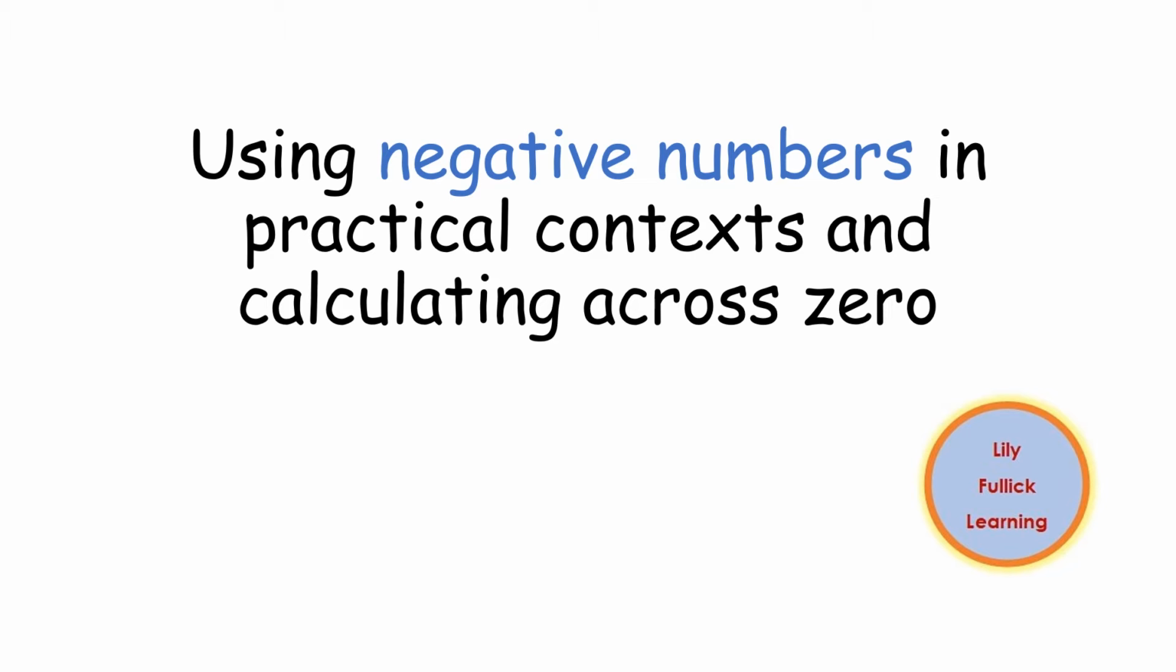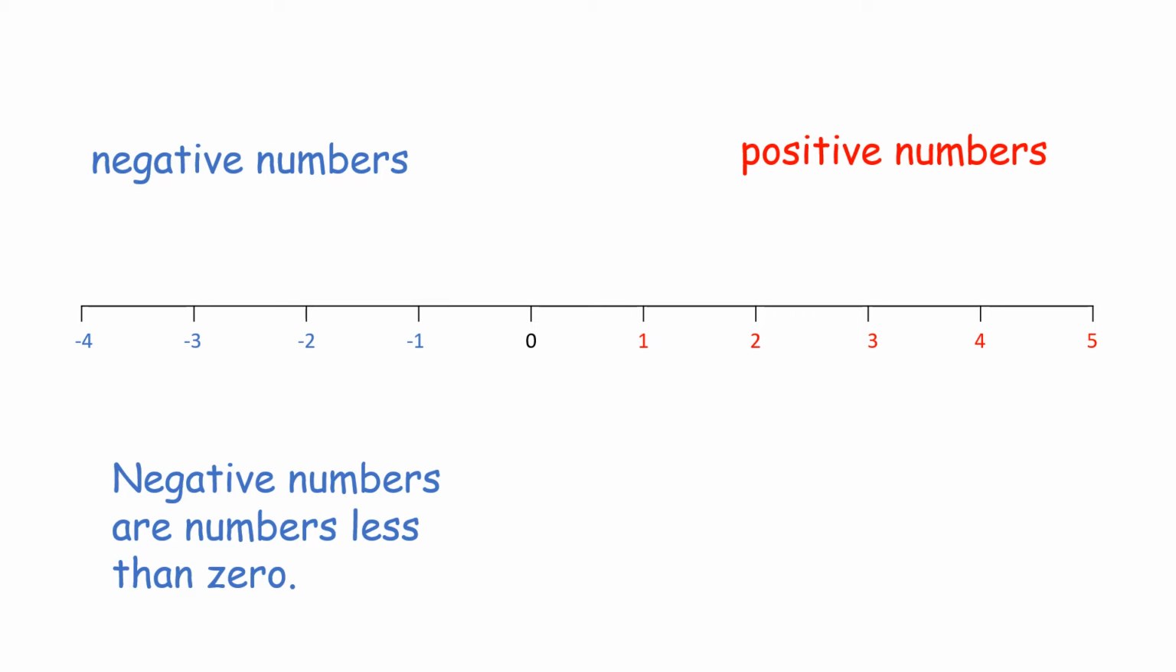This video is about using negative numbers in practical contexts and calculating across 0. So here we have a number line showing you some negative numbers, then 0, and then positive numbers. Negative numbers are numbers that are less than 0. We can see here 0.